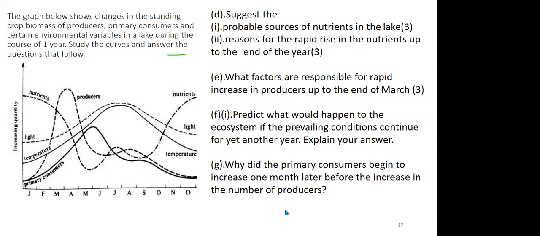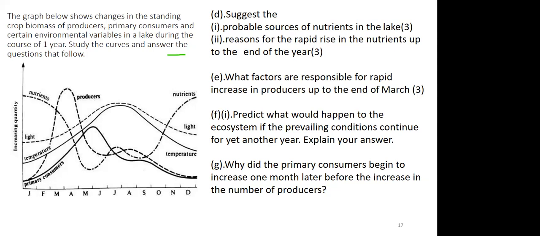Yes, sir. The way I'm seeing what will happen to the ecosystem, I think it will increase, more especially the number of producers will increase. And then also the number of consumers will start to increase, because at the end of the year the level of nutrients is now increasing, which provides the growth factors for the producers. Even light will be maximum and the temperature also maximum. This favors the growth of the producers, and therefore the primary consumers will feed on the producers, and they also increase in numbers.